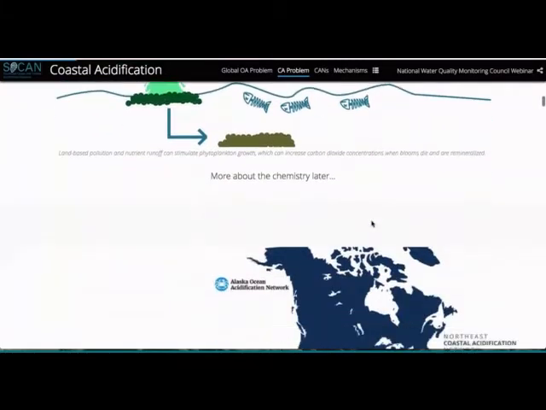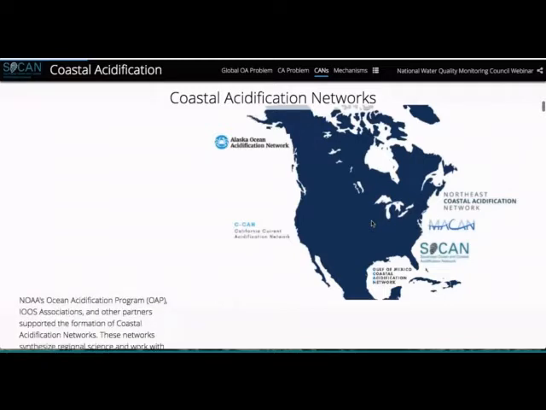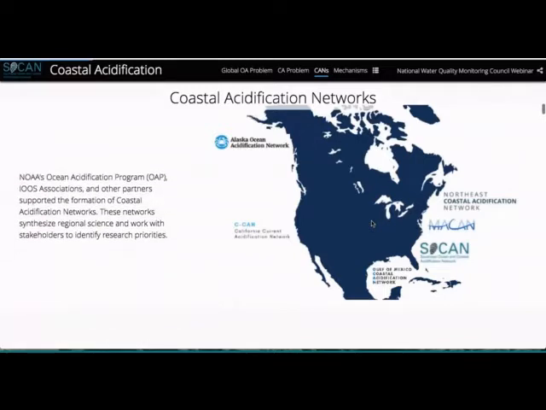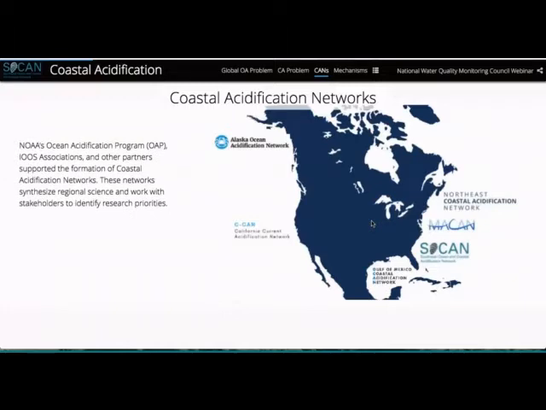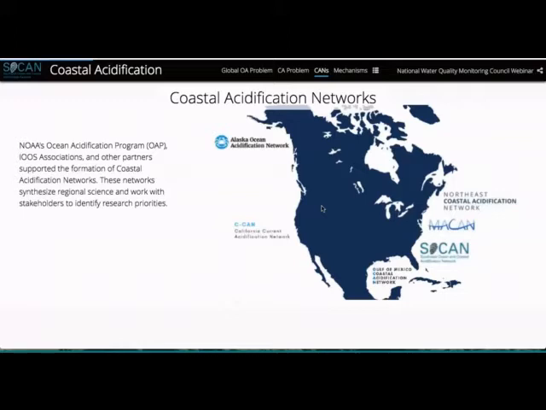That's just a brief introduction to coastal acidification, but we'll talk about the chemistry a little bit more later. My role as the project manager, I wanted to introduce you to this idea of the coastal acidification networks. The coastal acidification networks are formed through a partnership with NOAA's Ocean Acidification Program and regional IOOS associations, and in the case of SOKIN, it's SOCORA, the Southeast Coastal Ocean Observing Regional Association, who hosts SOKIN, and often other entities support these different networks as well.